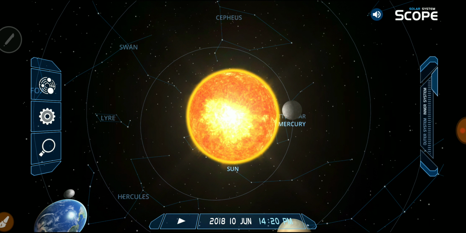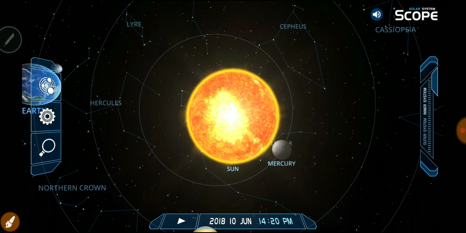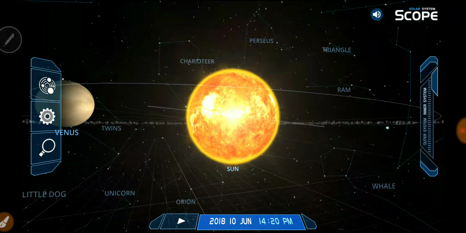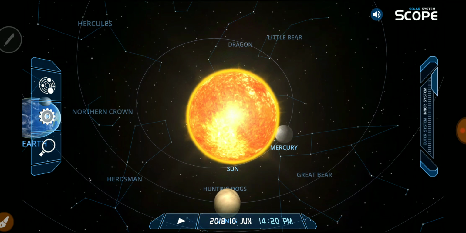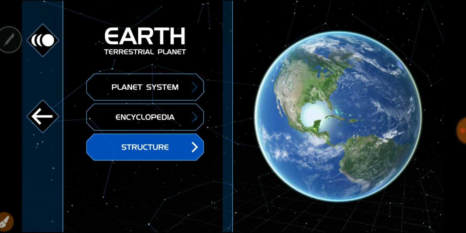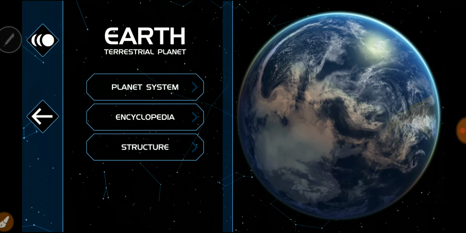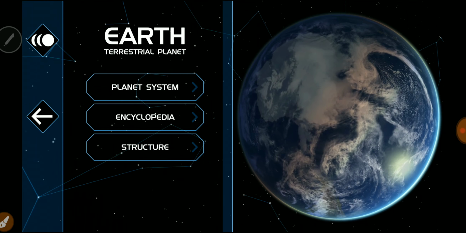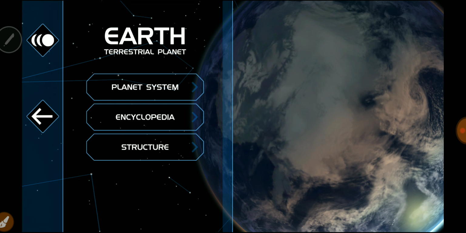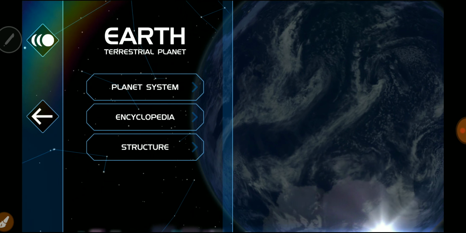Doesn't that look like Antarctica right here? The bottom of the sun? And this is Solar System Scope. There's Antarctica.